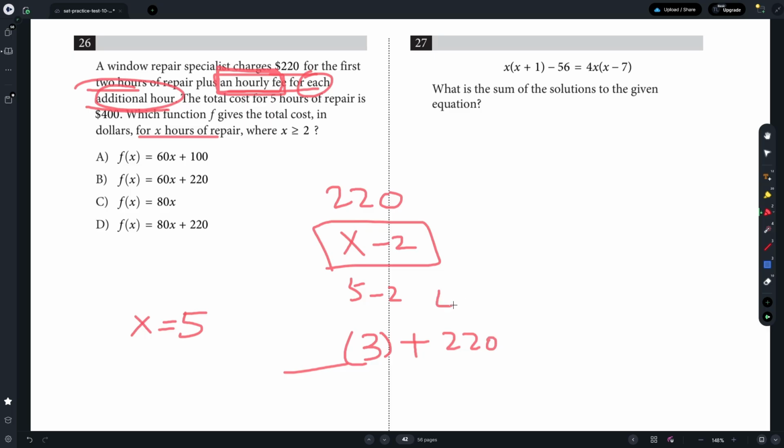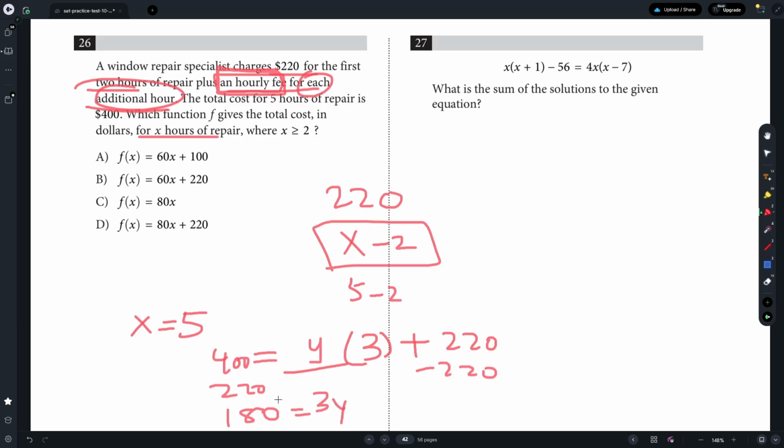So we want to subtract 220 from 400, right? And you would get 180. So let's actually create an equation for this. It equals 400. So let's minus 220 on both sides. We get 180 equals, let's just call this y, 3y.